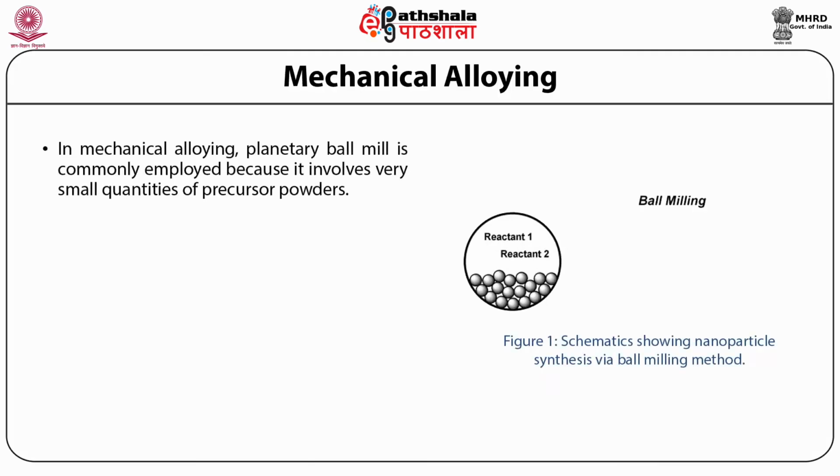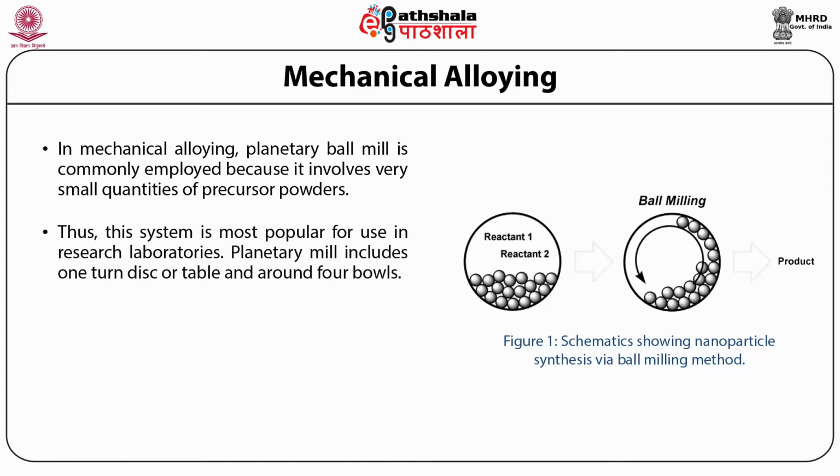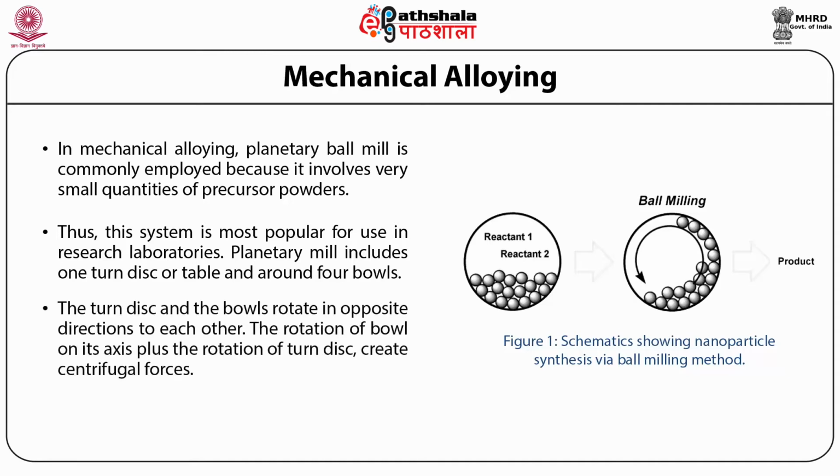In mechanical alloying, planetary ball mill is commonly employed because it involves very small quantities of precursor powders. Thus, this system is most popular for use in research laboratories. Planetary mill includes one turn disc or table around four balls. The turn disc and the ball are rotated in opposite directions to each other.